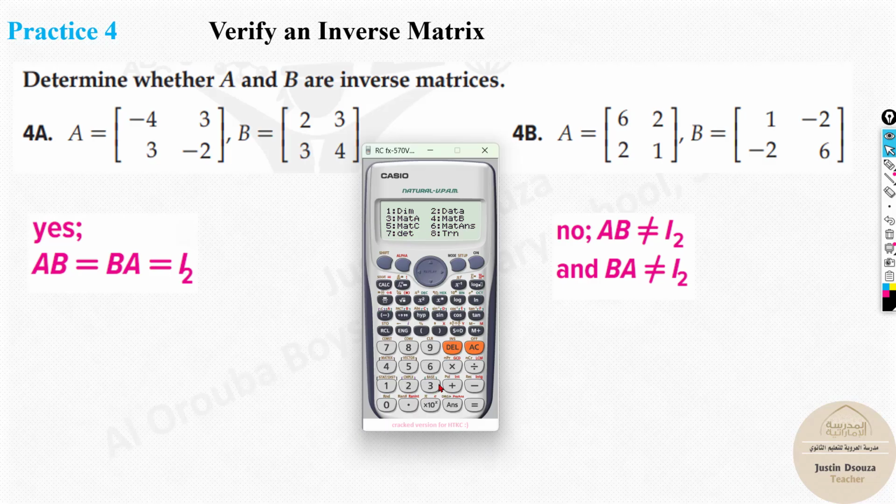Shift 4, 3 multiplied with Shift 4 4. What is the answer? Here you're getting 2 0 0 2. This is not identity. It should be exactly 1 0 0 1.